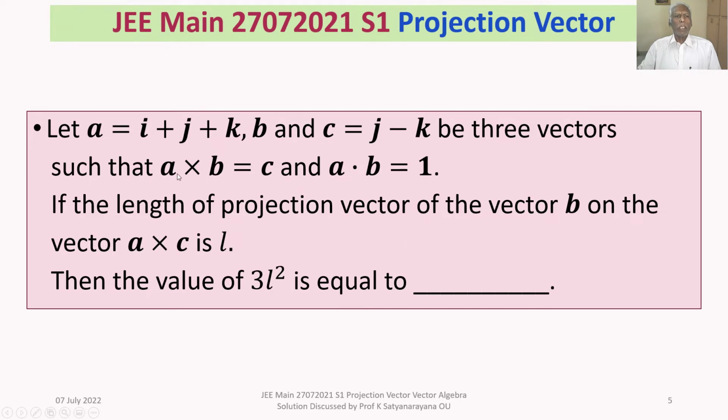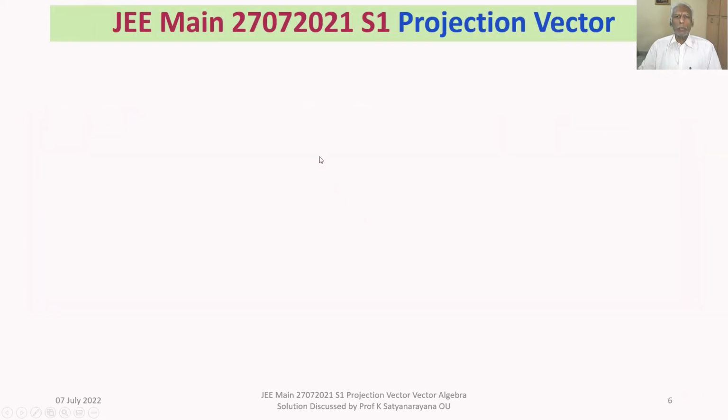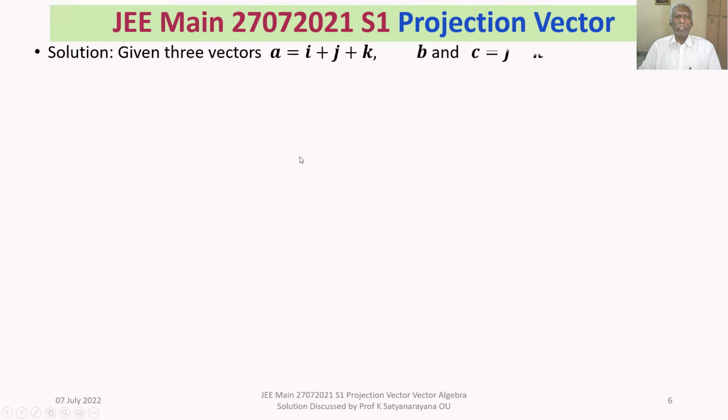So, we are given vectors A, B, C such that A cross B is equal to C and A dot B is equal to 1. And the length of the projection vector of the vector B on A cross C is given to be L. We have to find 3L square. We now discuss the solution of the problem in detail.